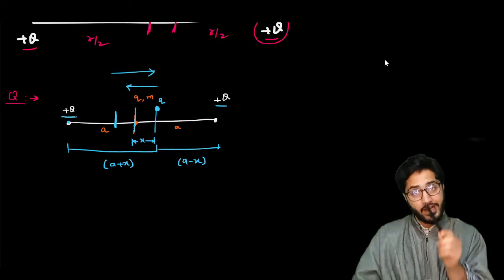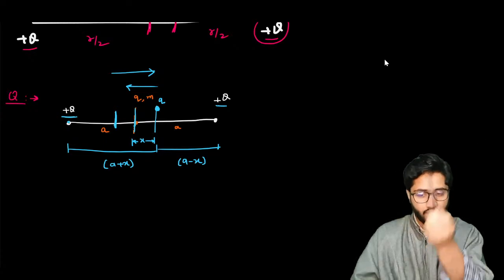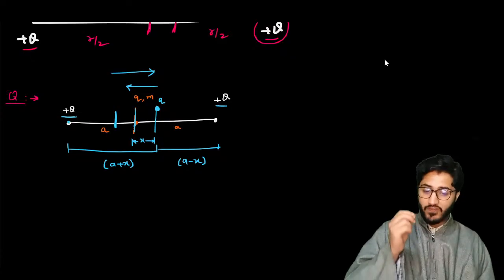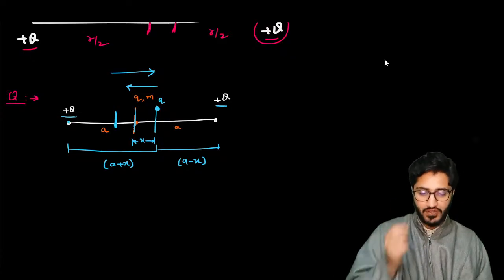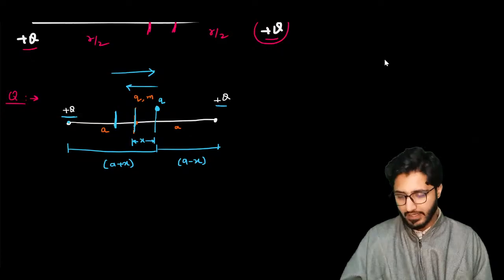So we need to find out the time period of this particular oscillation. How do we find the time period of this oscillation? How can we do it? It's a very good numerical.